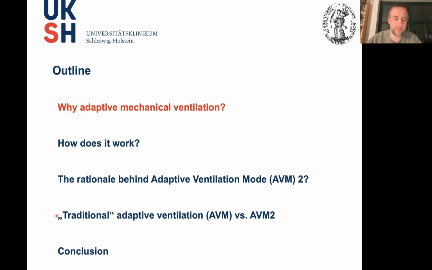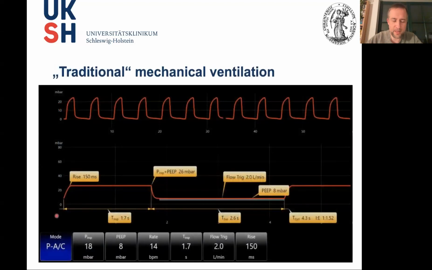Why adaptive mechanical ventilation? This is a ventilator screen showing a traditional mode of mechanical ventilation, a pressure-controlled ventilation, as many of us use it in everyday practice. And when we set up a ventilator during pressure-controlled ventilation, there are quite a few variables that we have to think about, that we have to take care about. In this example here, it's 6, and if you blend in some additional variables, there's even 8 to 10 parameters that we can change or have to change to ventilate the patient.